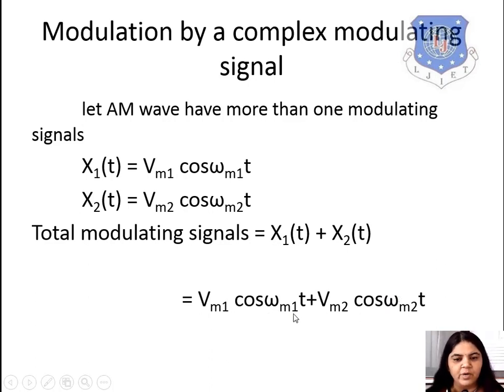So it is Vm1 cos omega m1t plus Vm2 cos omega m2t. We have also studied the equations of the AM wave. Similar things we are doing over here. In the earlier case, there was only one modulating signal and one carrier signal. In this case, there are two modulating signals and one carrier signal.